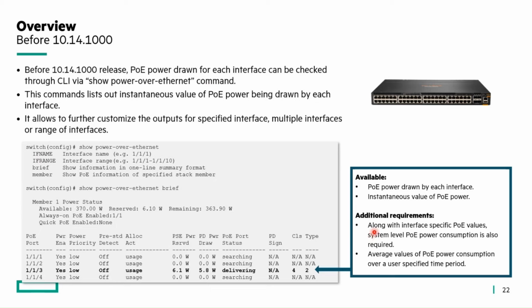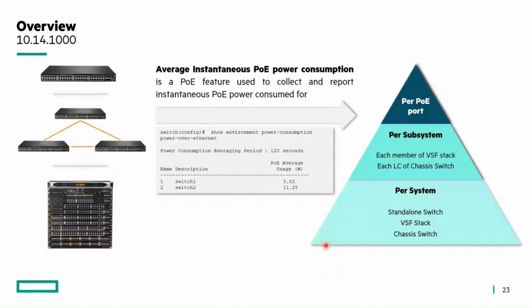Along with the interface-specific PoE values, you might also want to see the system level PoE power consumption and the average value of PoE power consumption over a specified time period. So following these guidelines, with the 10.14.000 release, a feature is introduced which is average and instantaneous PoE power consumption, which is used to collect and report instantaneous PoE power consumed for each port.